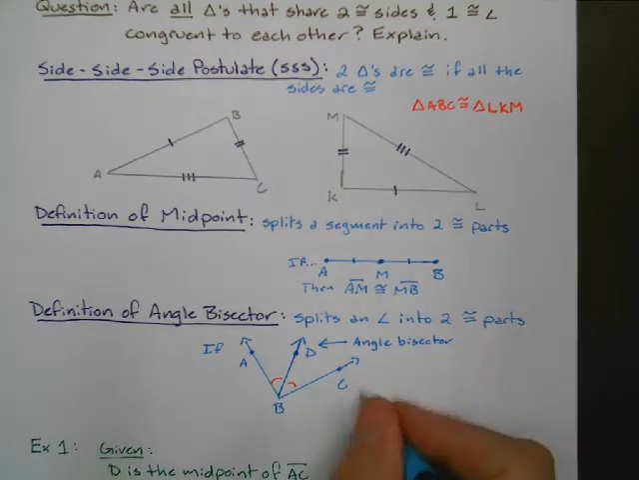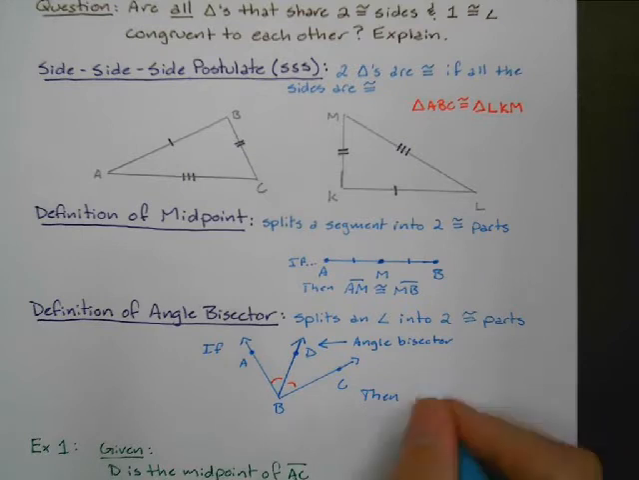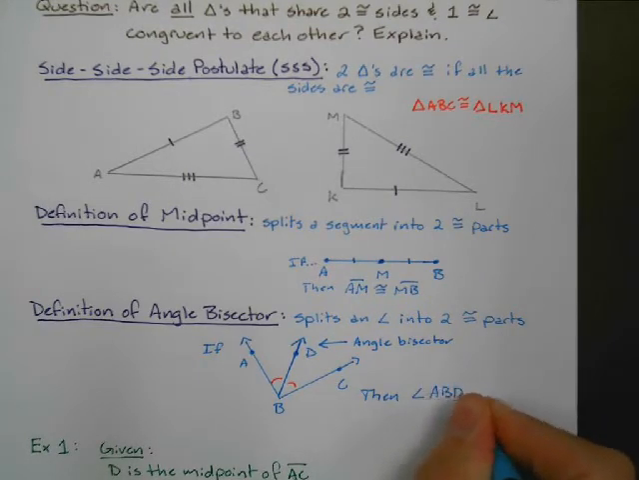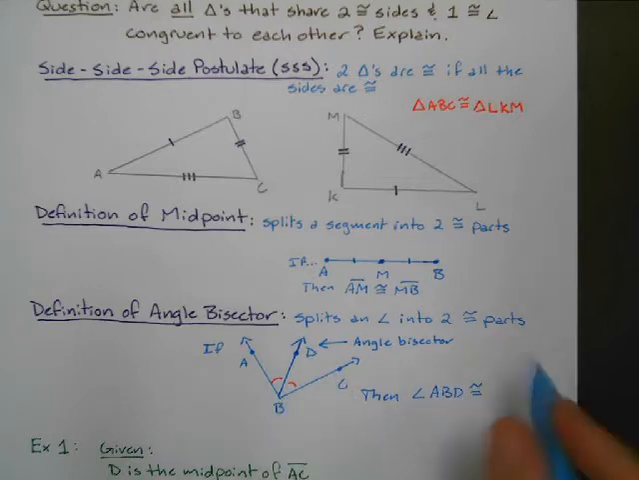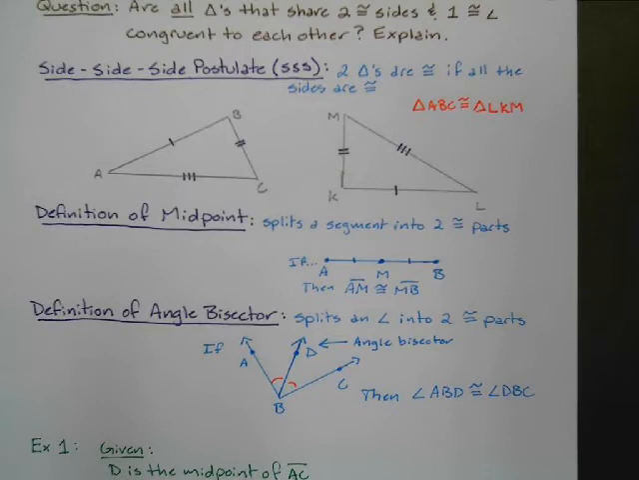Okay, so our then statement is that angle ABD, so this angle over here, has to be congruent to DBC because of the angle bisector.